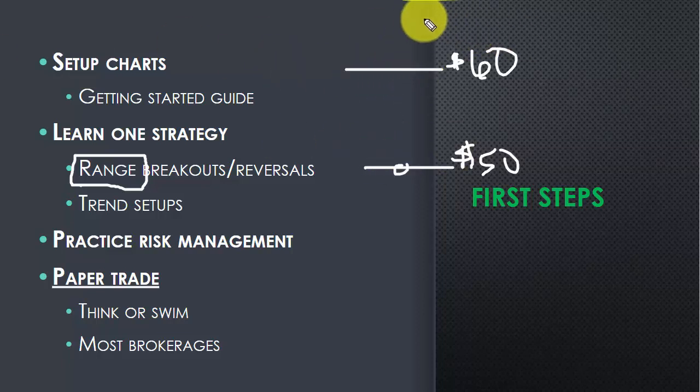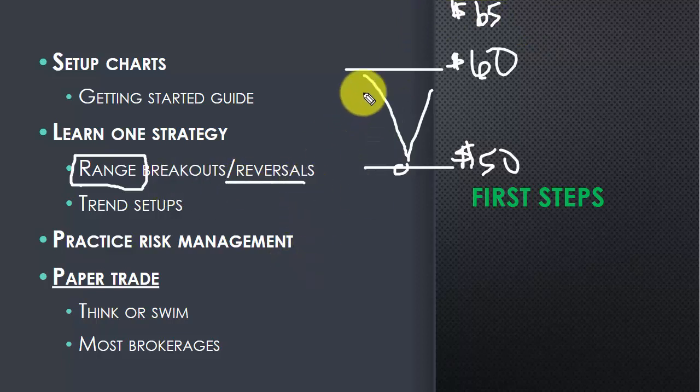It could, but let's say it just goes to 65. I could have made 10 bucks over and over instead of this $5 by just playing the range reversals over and over and over. Okay, so range breakouts are great, range reversals are great, trend setups are great. Just pick one and master it and then move on to something else.